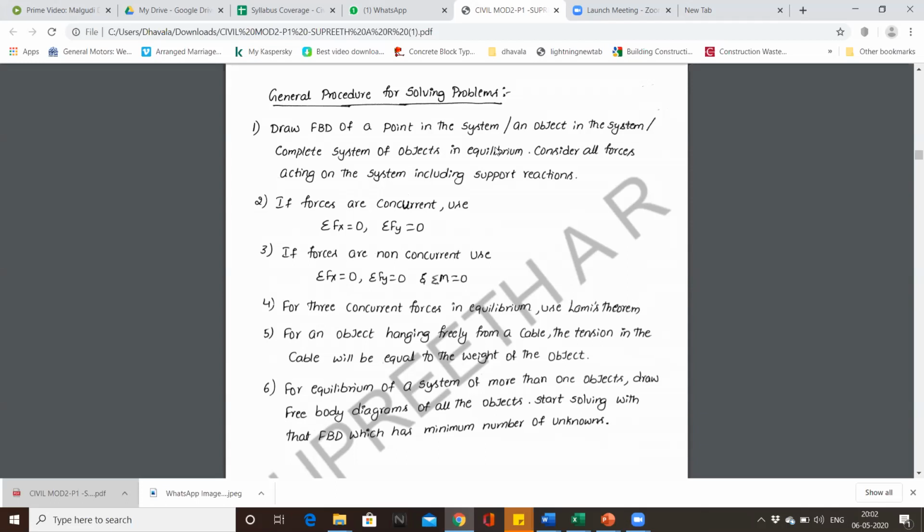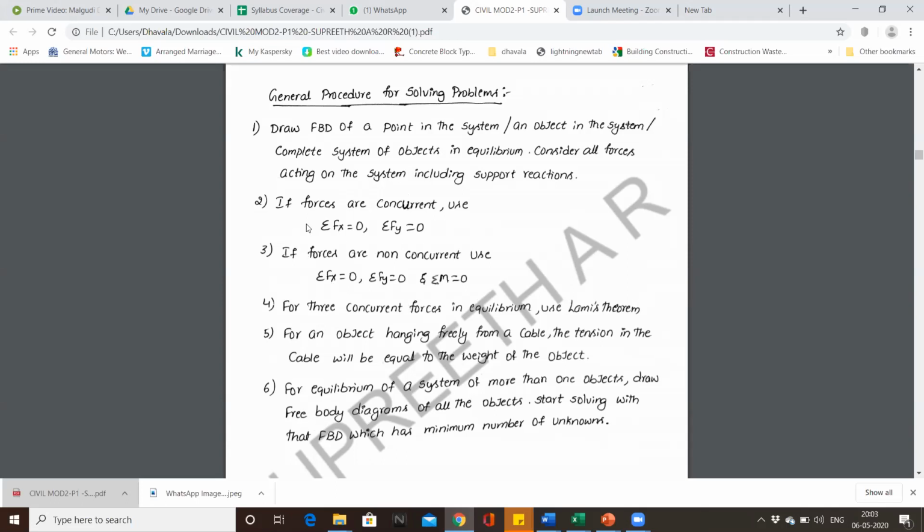Now, if the problem we are dealing with is of concurrent forces, we use these two equations, that is summation of all horizontal forces equal to 0 and summation of all vertical forces equal to 0. On the same lines, if the given system of forces is a non-concurrent system, we use one more relation, which is summation of moments about a point equal to 0.